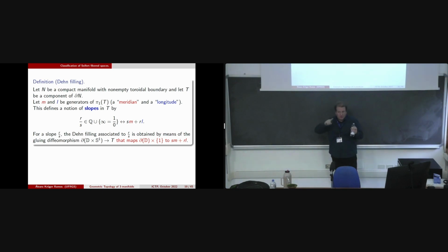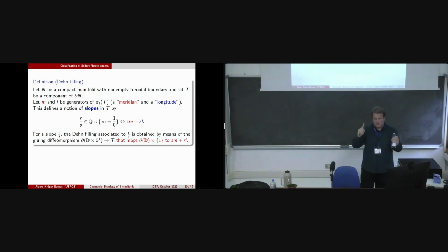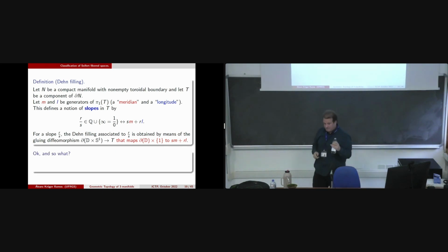You want to glue a solid torus. Remember that. You want to glue a solid torus. And a solid torus has a disk. I told you last time, never forget that a solid torus has this disk. And now you will glue the boundary of this disk to the curve that you chose of slope R divided by S. Okay, so what?